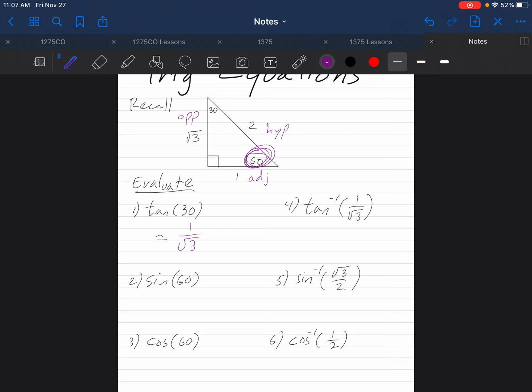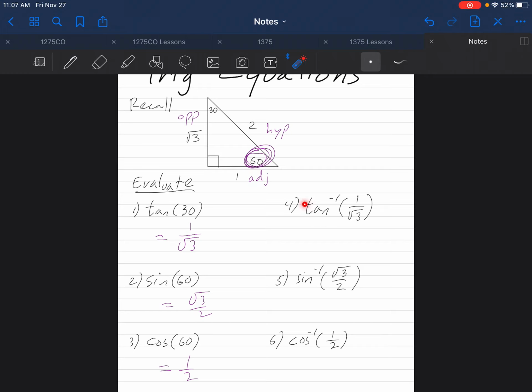So that means the sine of 60, opposite over hypotenuse, is equal to radical 3 over 2. And the cosine of 60, adjacent over hypotenuse, is equal to 1 over 2. Now, on the other side here, numbers 4, 5, and 6, we'll start with number 4.